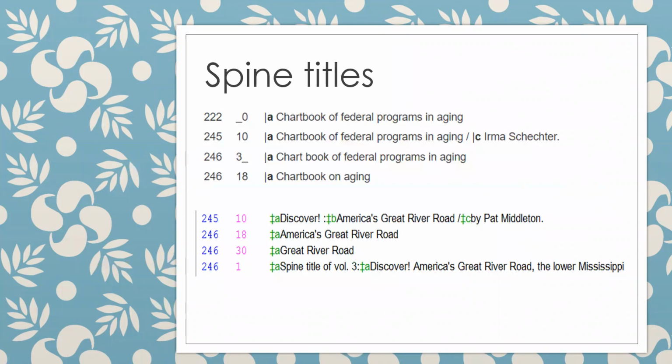means that there is a note added entry, and the 8 as the second indicator means that this is a spine title. The 246 30, the first indicator 3, means that there is no note added entry, and the 0 as the second indicator means that this is a portion of the title, which it is. The last 246 1, the first indicator 1, means that there's a note added entry, and the blank as the second indicator means that there is no type of title specified.